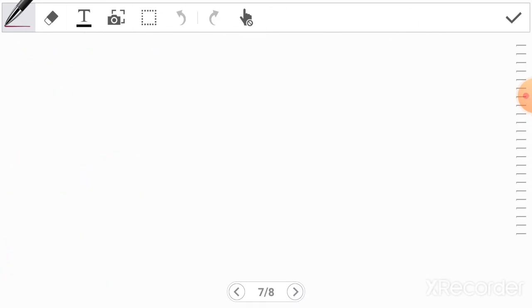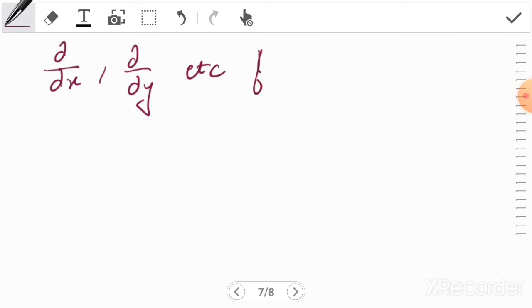Before proceeding to Euler's theorem, let us recall what a partial derivative is. If we have a function of several independent variables and you have to find a derivative with respect to any one of them, keeping the others as constant, then it is said to be a partial derivative. We use symbols like del by del x, del by del y, etc. to denote partial derivative or partial differentiation.